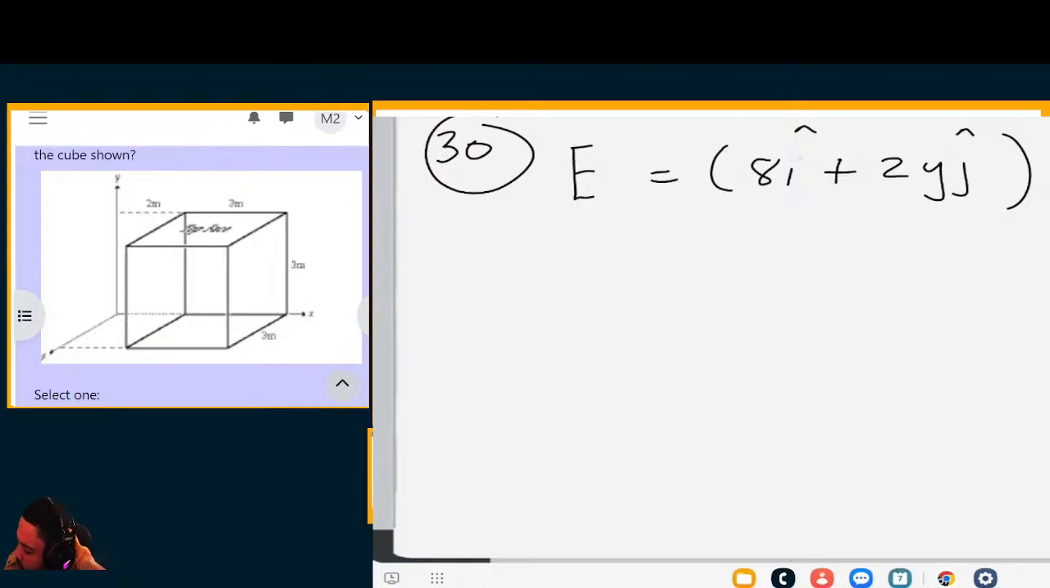We've been given that the electric field is described by this formula. E is equal to 8y plus 2, 8 i hat plus 2y j hat. This is the electric field. Now what is the electric field going through the top of the surface? The top of the surface in terms of y. Where's the top of the surface in terms of y?